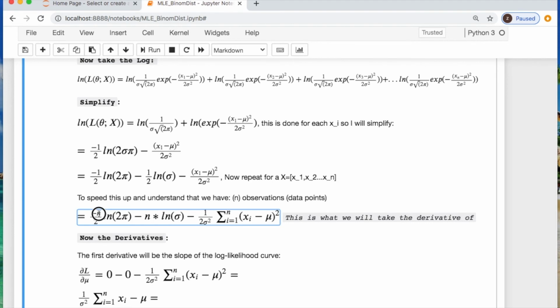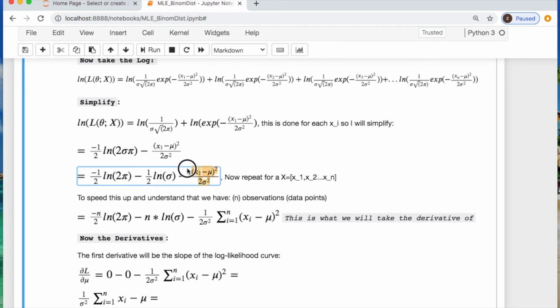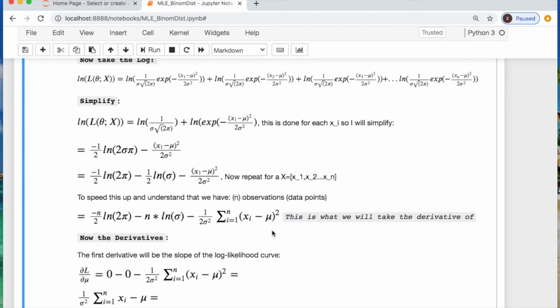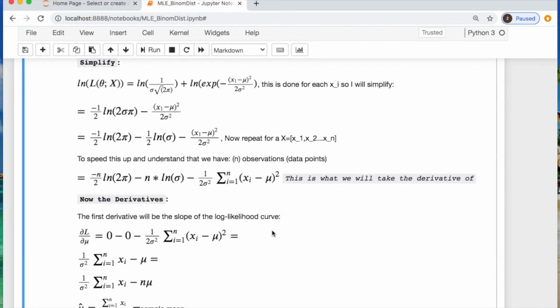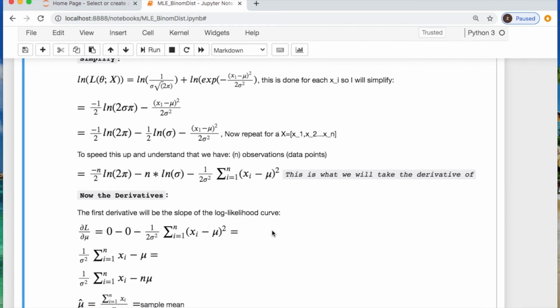Because you have n occurrences for all your x values, that's why these n values are here, okay? And we're basically summing up each one of these for each individual value of x as well. But now we need to take that derivative. The first we'll do is with respect to the mean.